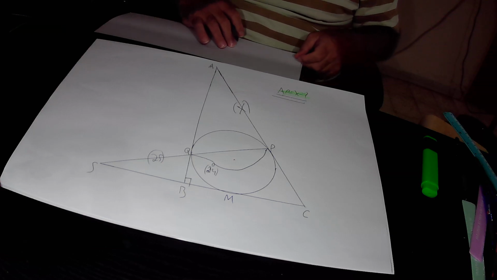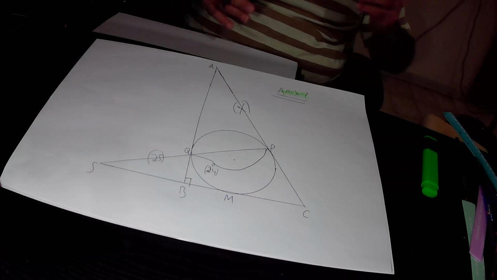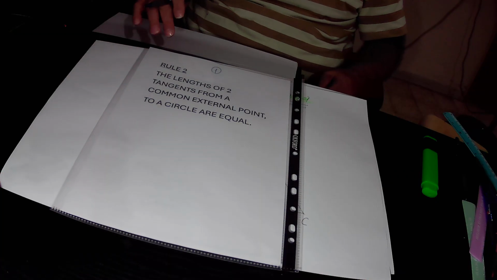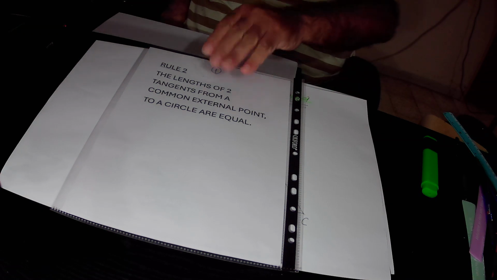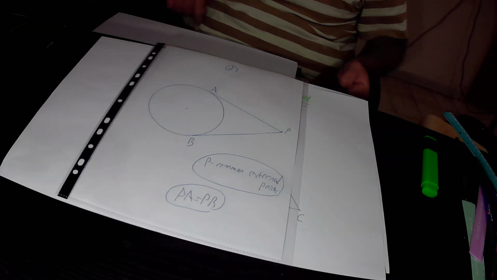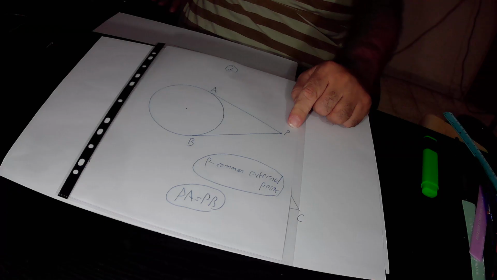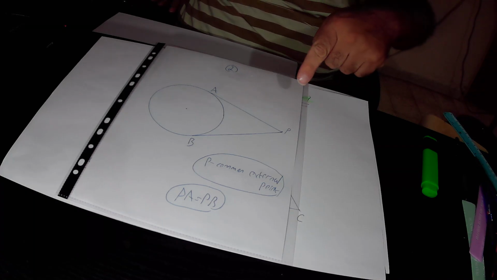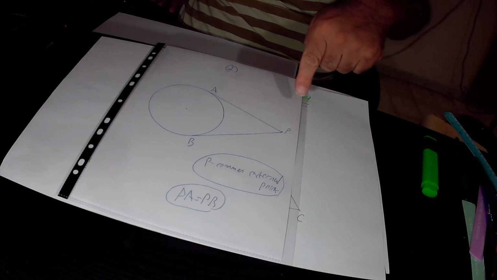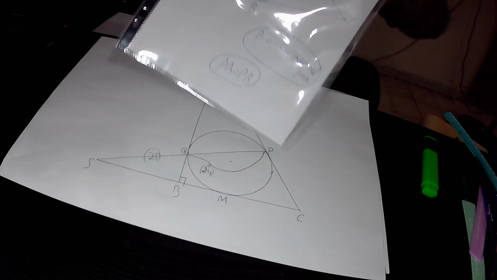So first of all, we'll implement rule 2 in our drawing. Repeat quickly rule 2. According to rule 2, the lengths of two tangents from a common point to a circle are equal. In the drawing, we have a circle. This is the common point, point P. From this common point P, we have two tangents to this circle, tangent PA and tangent PB. And according to this rule 2, they are equal to each other. That is to say, the length of tangent PA is equal to the length of tangent PB, or PA equals PB. So can I implement rule 2 in our drawing?